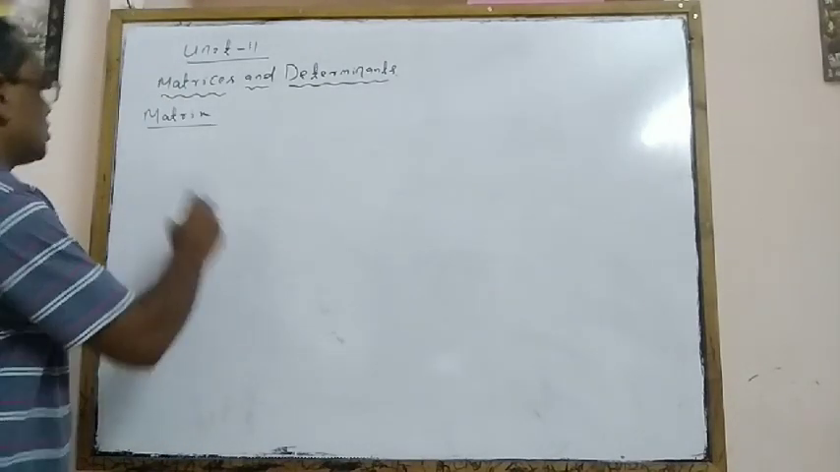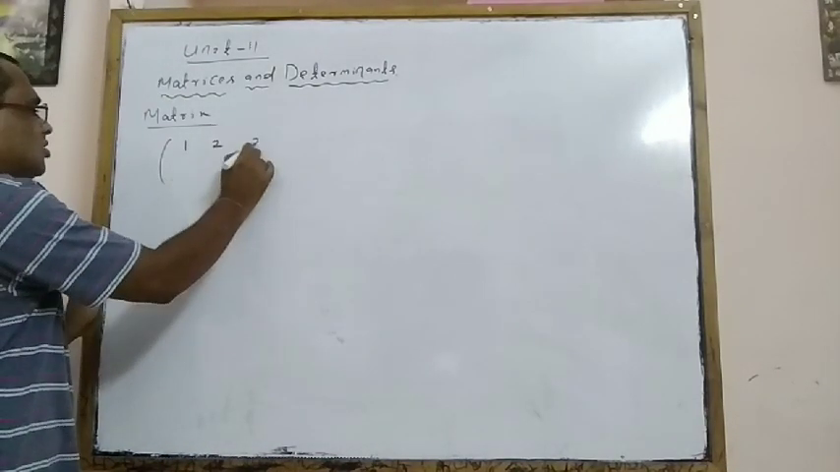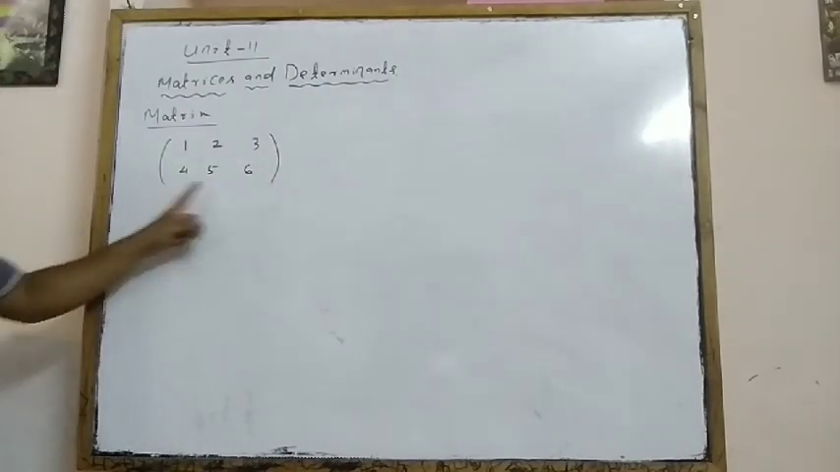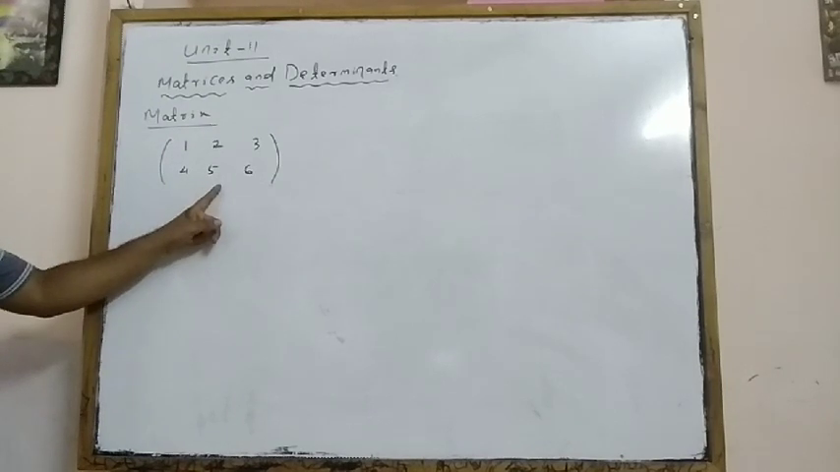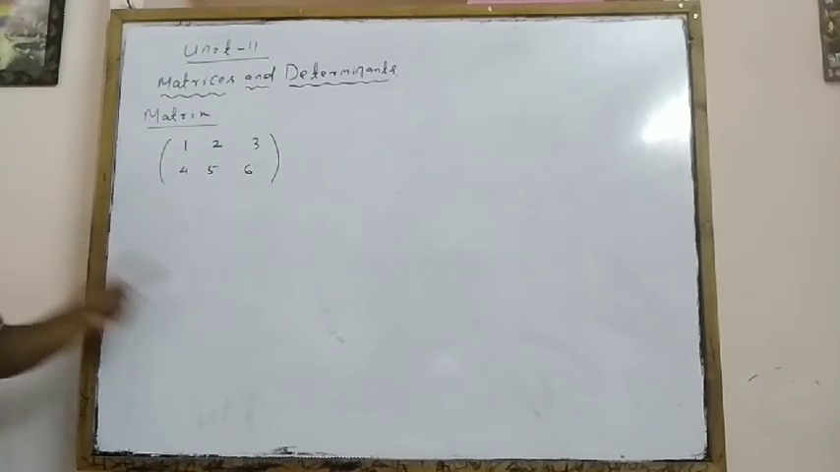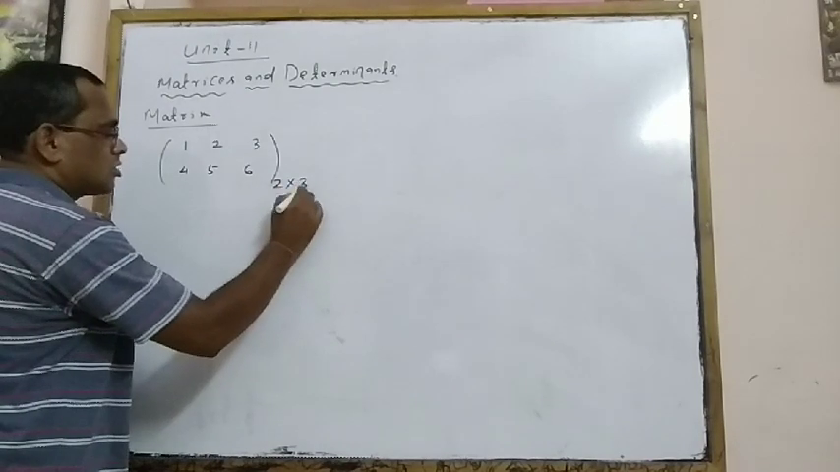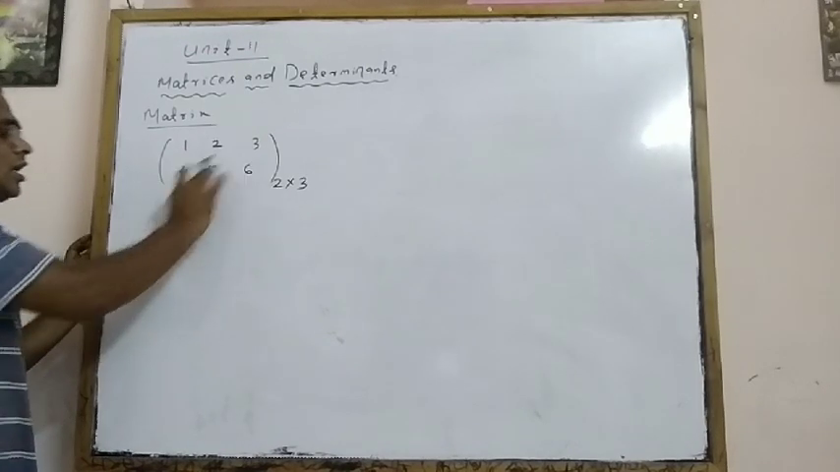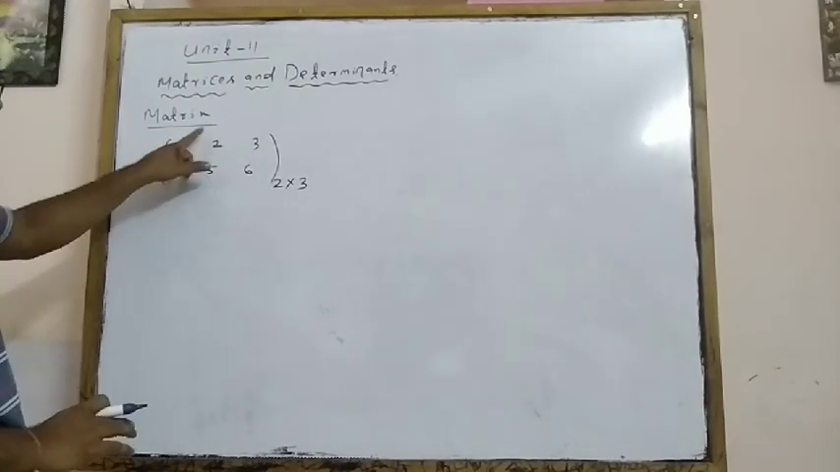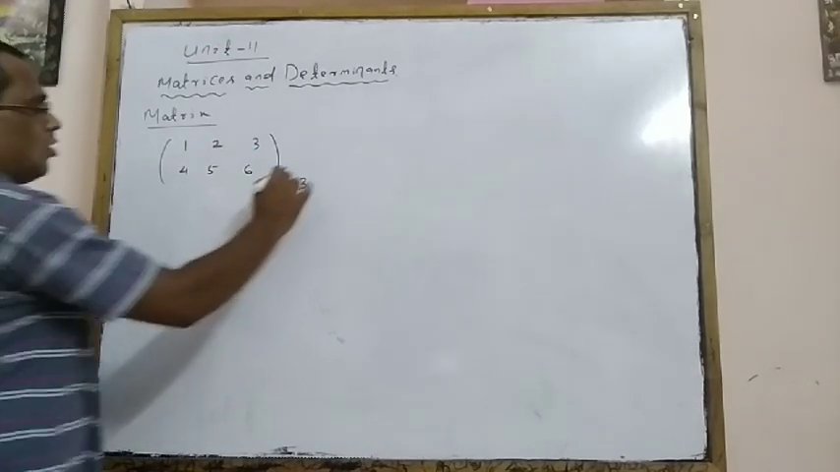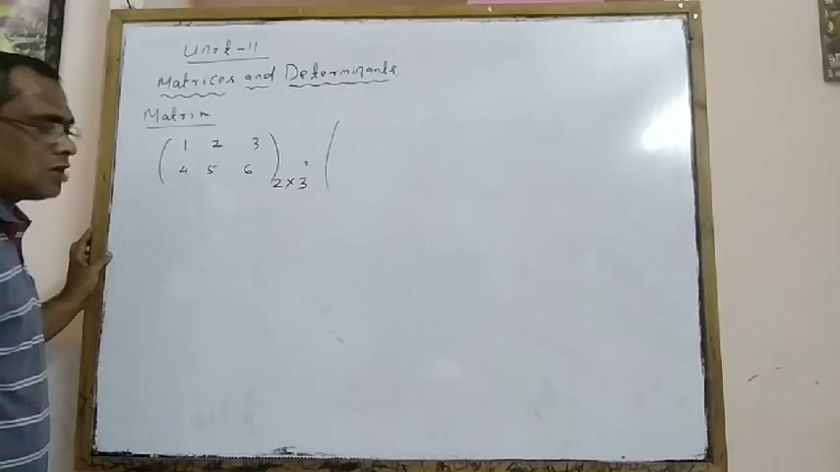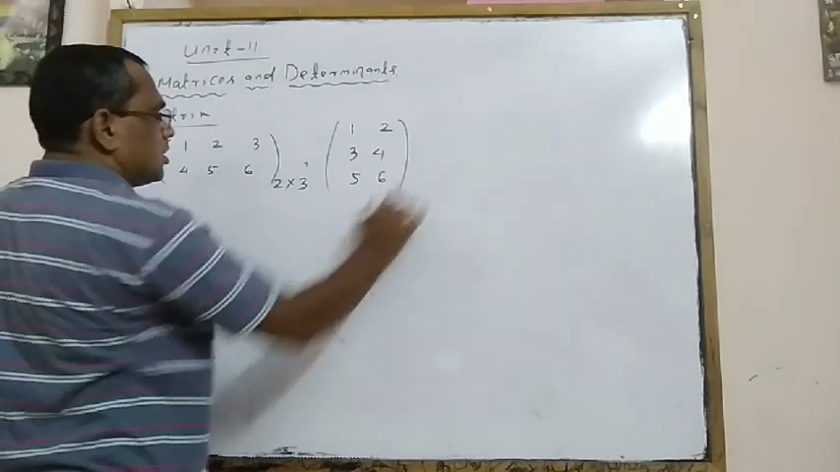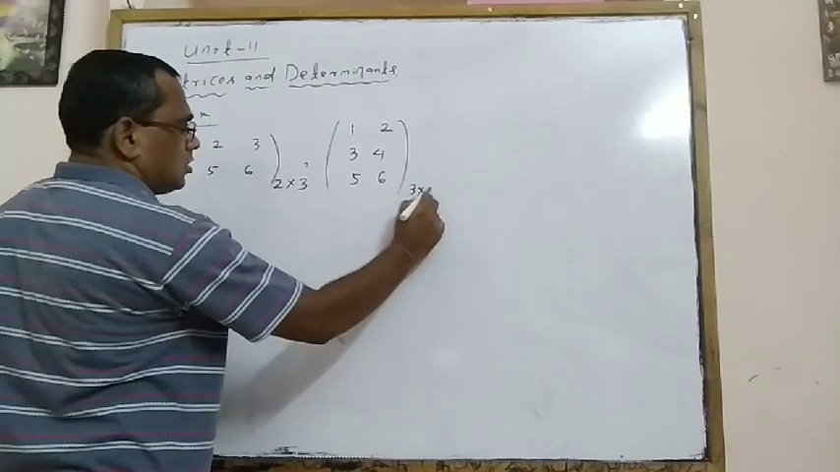Like that, this arrangement we write here: 1 2 3 4 5 6. This is one type of arrangement. In that arrangement we write 2 rows and 3 columns, so its order is 2 cross 3. This is a matrix of order 2 cross 3. This is the first row and this is the second row. This is the first column, second column, and this is the third column. Or you can make 3 rows and 2 columns: 1 2 3 4 5 6. 3 rows and 2 columns, and its order is 3 cross 2.